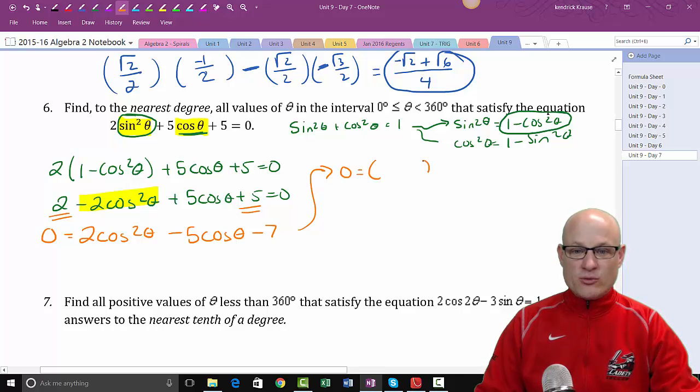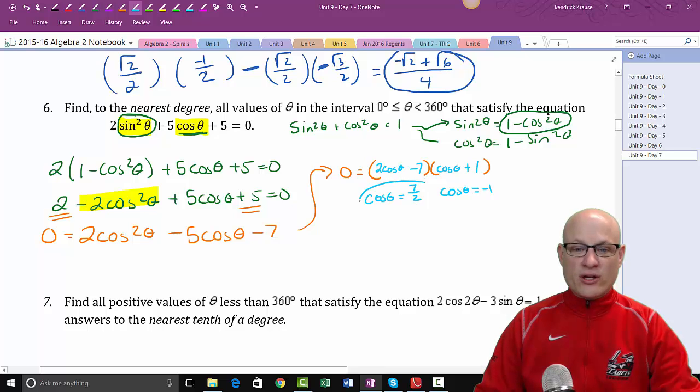Keeping my 0 equals so I look professional. So 2 cosine theta, sorry for the small writing, and cosine theta. The only way to do it is 7 and 1. I think 7's got to go here and 1's got to go here. I need negative 5, so we'll make this negative 7 and positive 1. So this gives me cosine theta equals positive 7 over 2, or cosine theta equals negative 1.